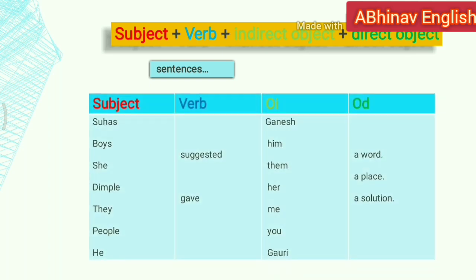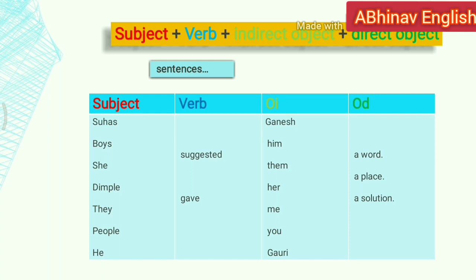subject plus verb plus indirect object plus direct object. We have seen what is object, but there can be two types of objects. One is indirect and another is direct. So see the sentences. For example, subject, verb, indirect object and direct object are given in the table. You can see the sentence, you can make it. Suhas suggested him a word, boys suggested him a place. Likewise, you can go on making sentences after sentences. There are many possibilities here.